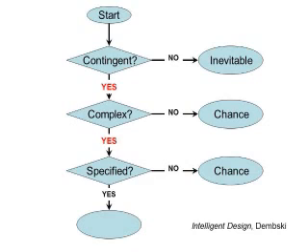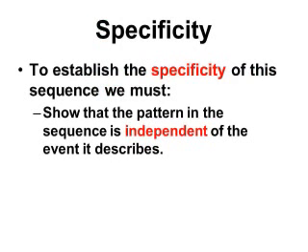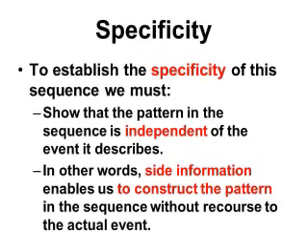So is this phenomenon specified? Let's look at it again. Specified means there's a pattern in it that is independent of the event. In other words, side information can construct the pattern. What's the pattern in this event? It's the first 25 what, class? Prime numbers. So, all right, class, without looking at it, you're going to help me construct the first 25 prime numbers. Is 2 a prime number, class? Say it out loud. Yes, because it's only divisible by 2 and 1.